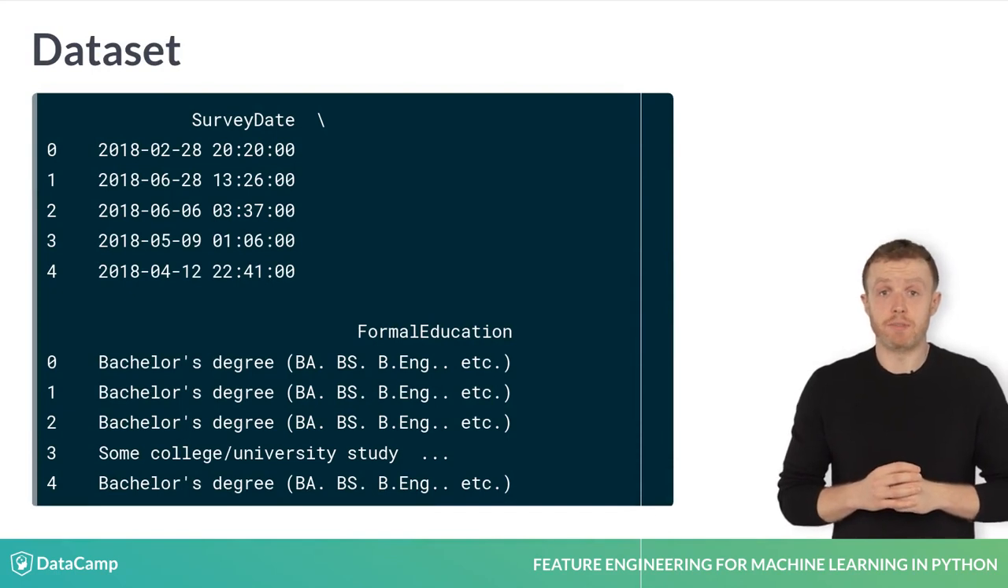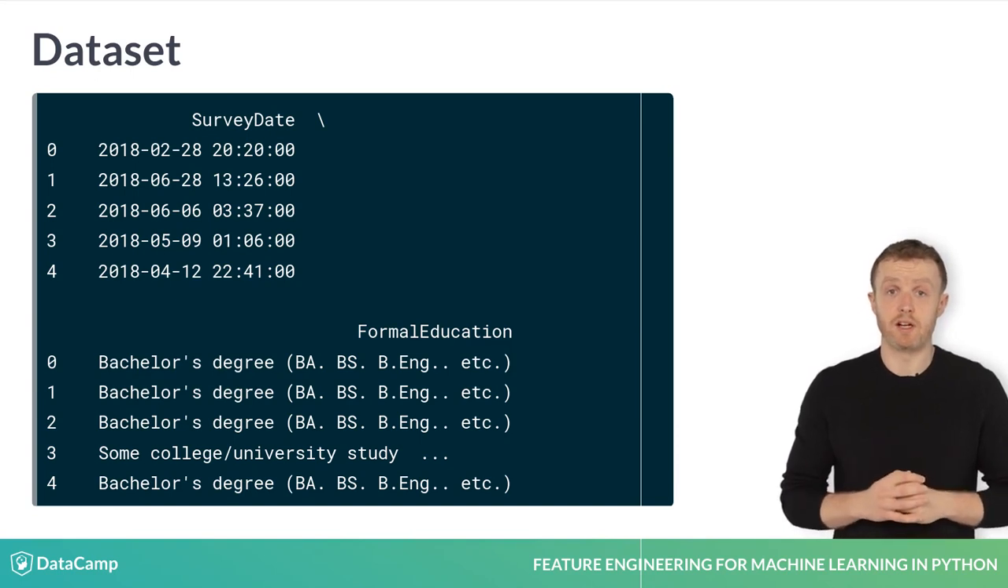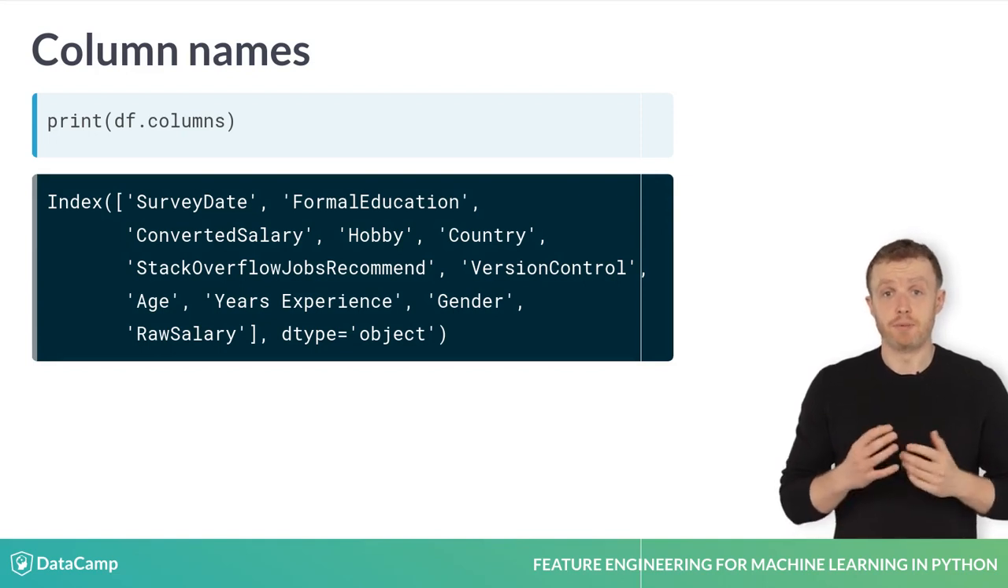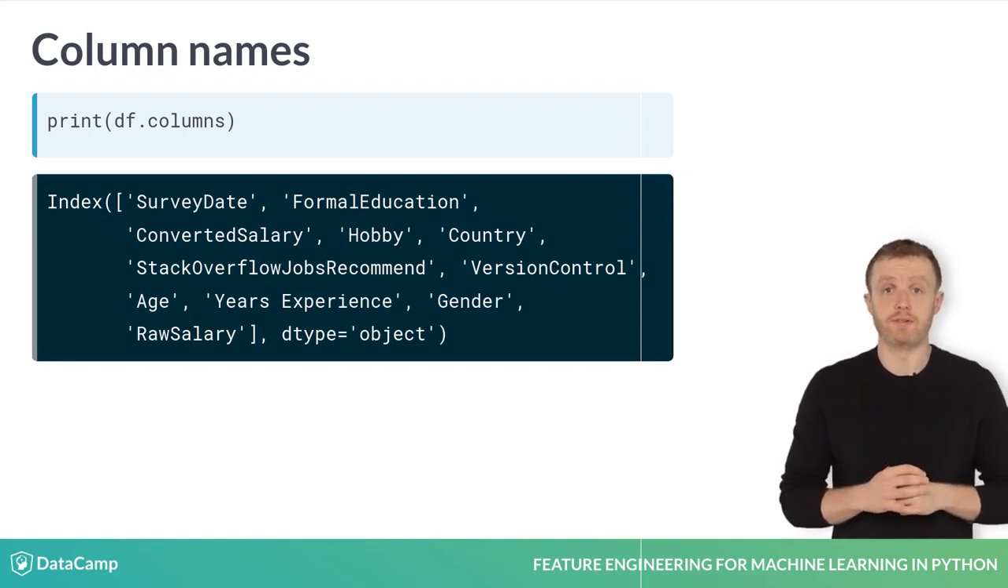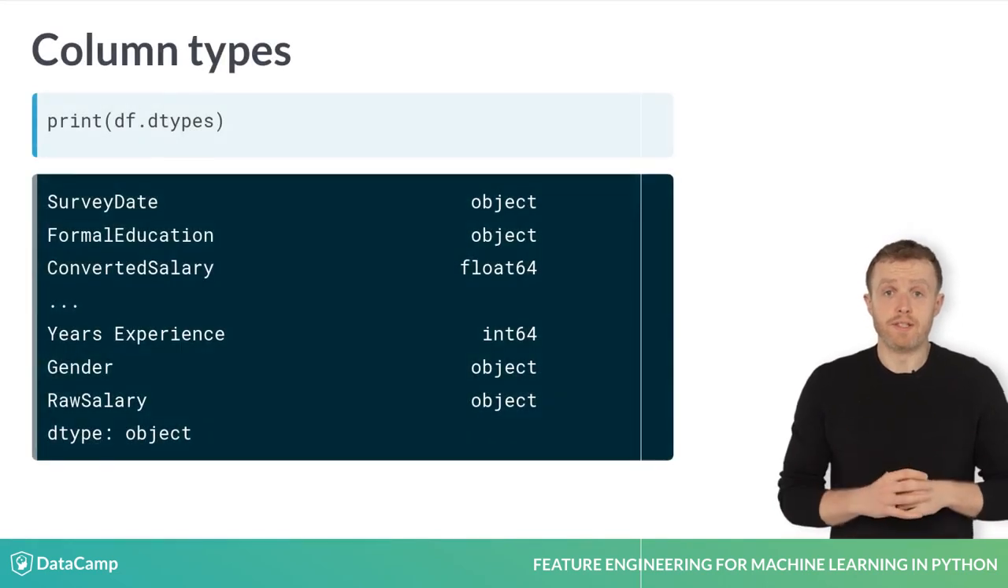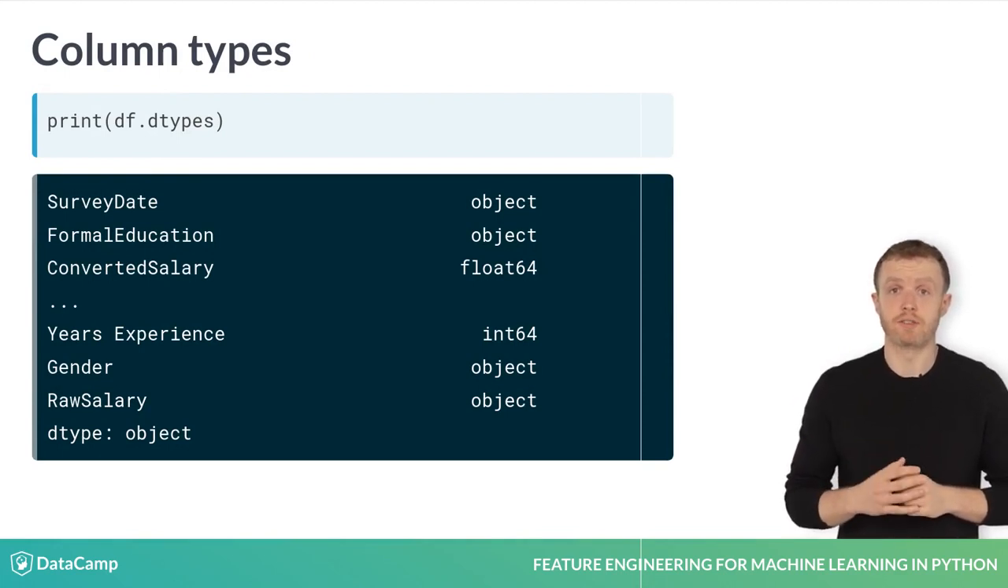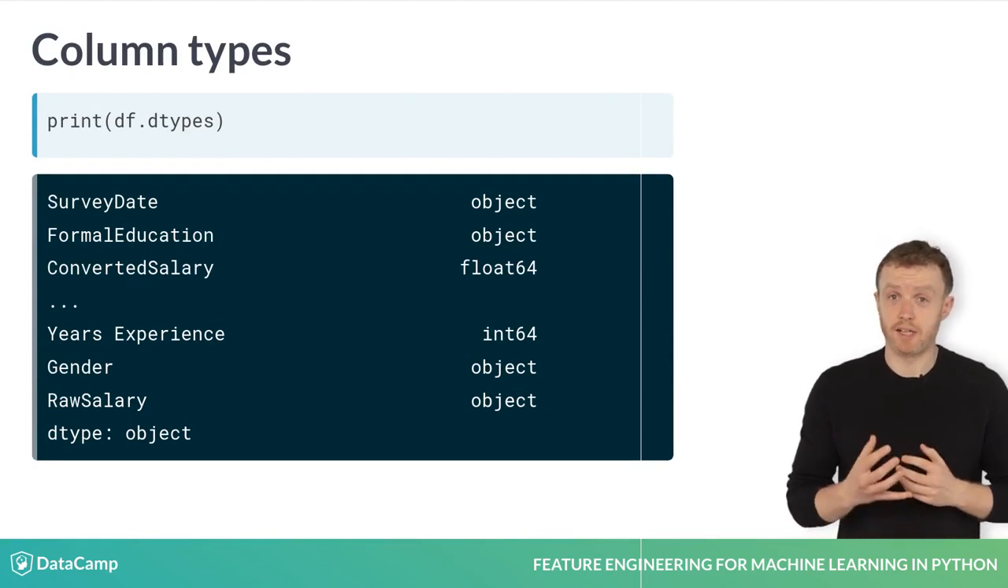For the first 3 chapters of this course, you will be working with a modified subset of the Stack Overflow survey response data. This dataset records the details and preferences of hundreds of users of the Stack Overflow website. To see the features used in this subset, you can use the columns attribute to print the names of all the columns in the data frame. To print the data type of each column, you can use the dtypes attribute. Here you can see 3 different data types: integers, floats, and objects. In Pandas, objects are columns that contain strings.